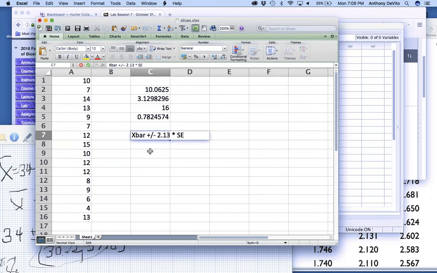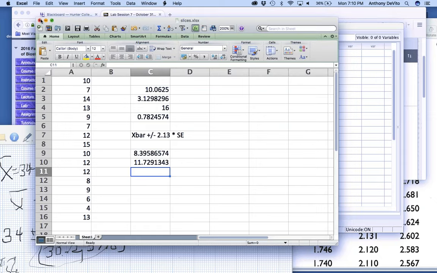So my lower value is going to be equal to my mean, 10.025, minus 2.13 times my standard error. Okay, I think that should work, right? It's going to do the multiplication first and then subtraction. And I think that's the answer we got before. And the other way it's going to be equal to my mean plus 2.13 times my standard error. Okay, so that's my 95% confidence interval.